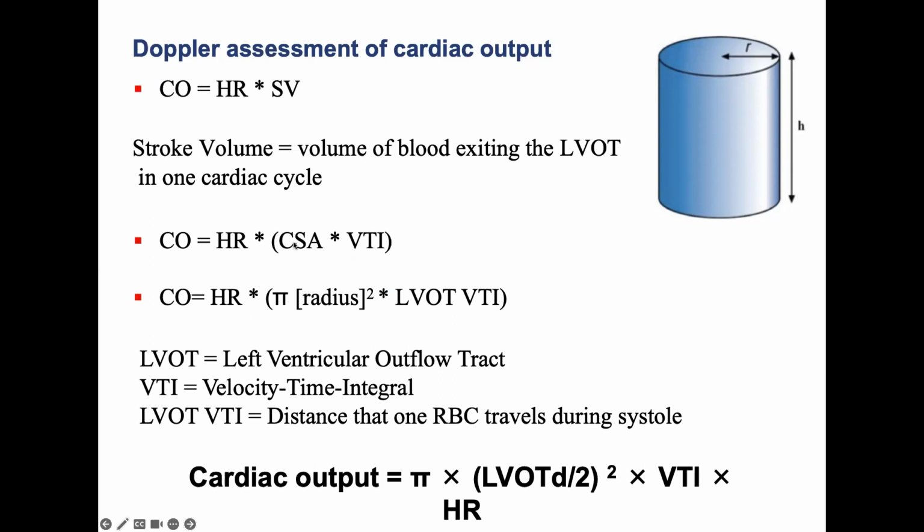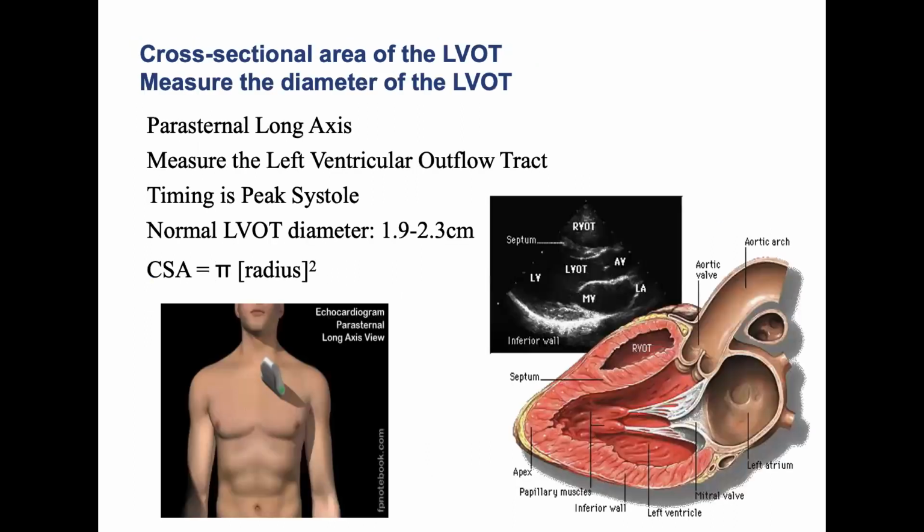So we said that cylinder is going to be the cross-sectional area times the VTI. So the cross-sectional area, if you remember back in math a long time ago, pi r squared is going to be the area of that circle. And then your height of the cylinder is going to be the LVOT VTI, or velocity time integral. And again, I think of that LVOT VTI as that distance that one red blood cell will travel during systole. So then your entire equation would be cardiac output is pi r squared. We're going to just take the diameter divided by 2 and square it, times the VTI, times the heart rate. And this is how you can calculate the cardiac output with ultrasound.